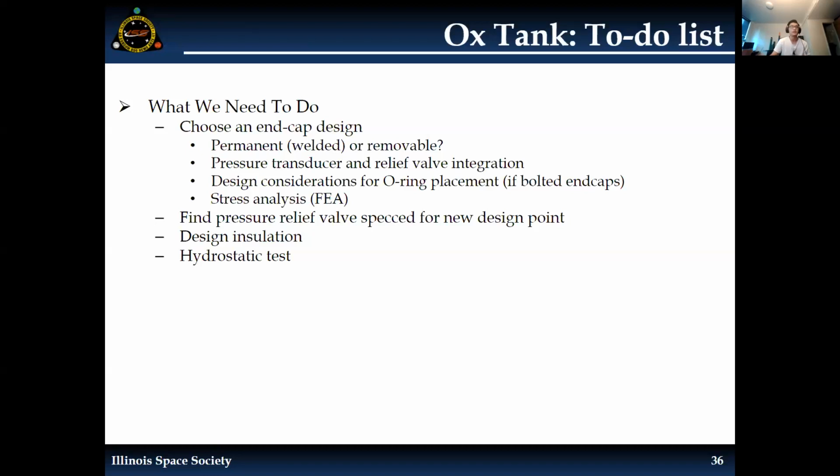The next thing we need to do is design insulation, basically a bunch of thermal analysis such that we figure out the rate at which heat is lost from our oxidizer tank at 0 degrees Celsius. And then we can optimize the thickness of our insulation accordingly. And after all that is done, this will culminate in a hydrostatic test where we basically pressurize our oxidizer tank with water at 2 times the operating pressure, and we let it sit to test for any leaks or failures.